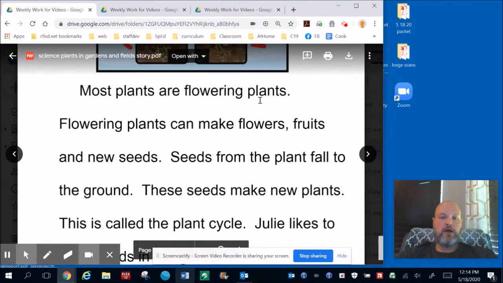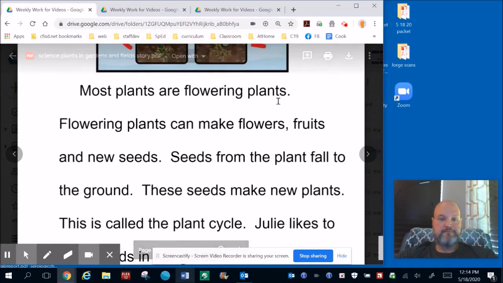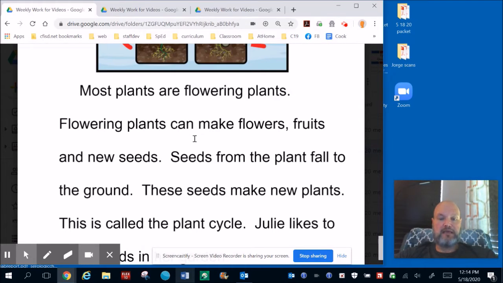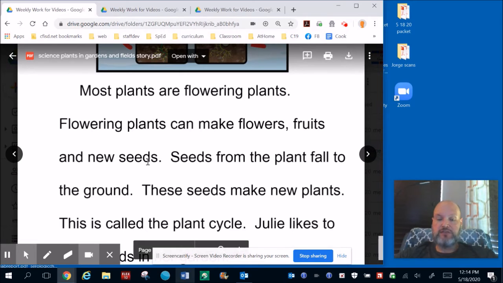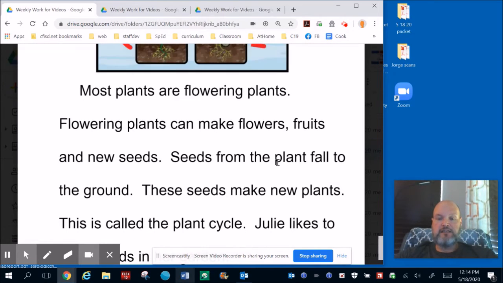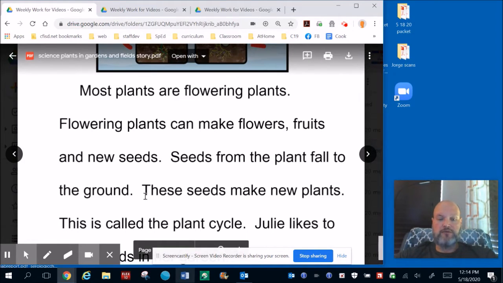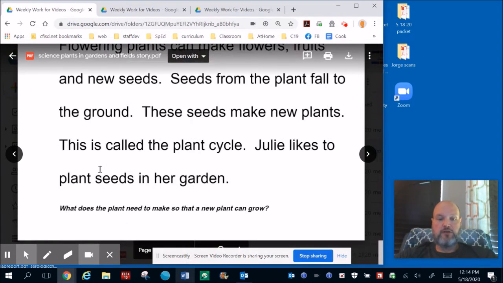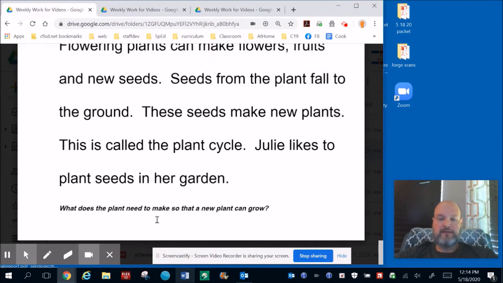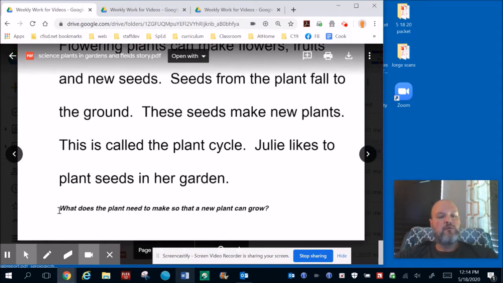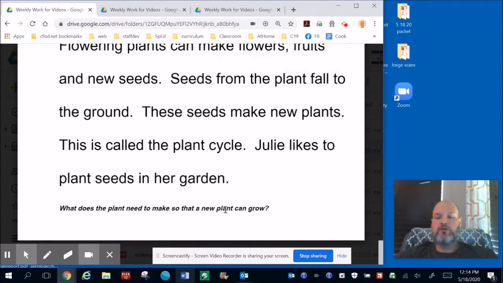Most plants are flowering plants. Flowering plants can make flowers, fruits, and new seeds. Seeds from the plant fall to the ground. These seeds make new plants. This is called the plant cycle. Julie likes to plant seeds in her garden. And the last question there asks, what does the plant need to make so that new plants can grow?